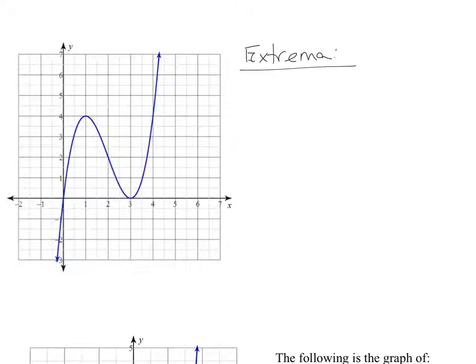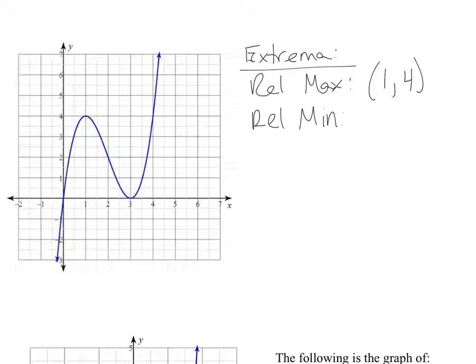My handwriting is very bad on this thing. So let's do a relative max. Where is it higher than anything else around it? Well, right here at this bump. That point right there, remember, relative max is a point, so it's (1, 4). A minimum, well that's down here, right here. This is the lowest of anything around it. So it's (3, 0). Those are the only two relative extrema that we have.